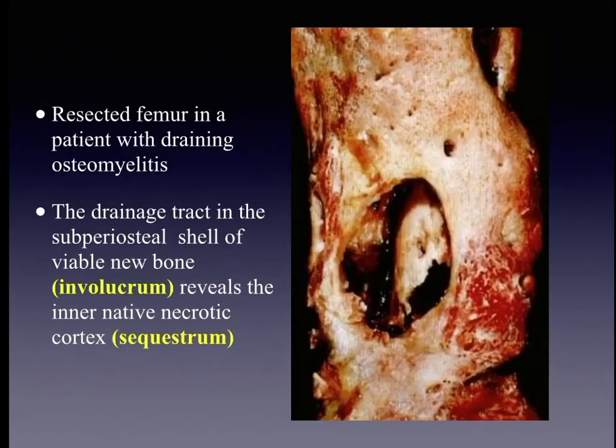You can see a portion of a resected femur with draining osteomyelitis. So there is a drainage tract in the subperiosteal shell of new bone, that is nothing but involucrum. Apart from that, you can also see the necrotic bony tissue, that is a sequestrum.